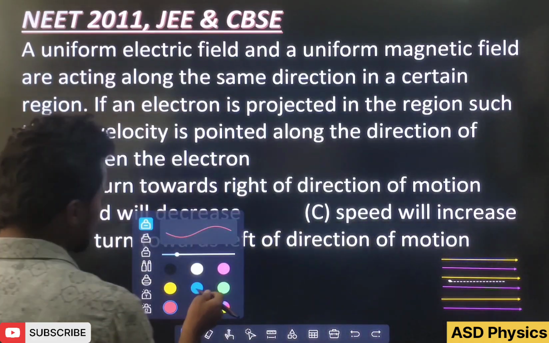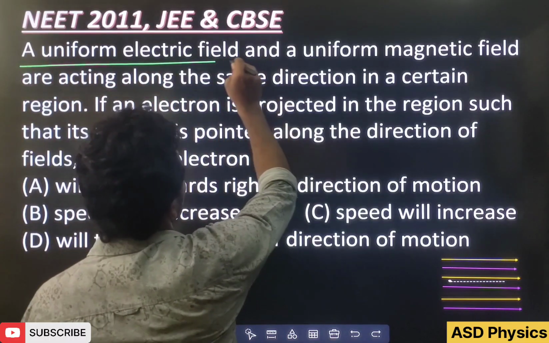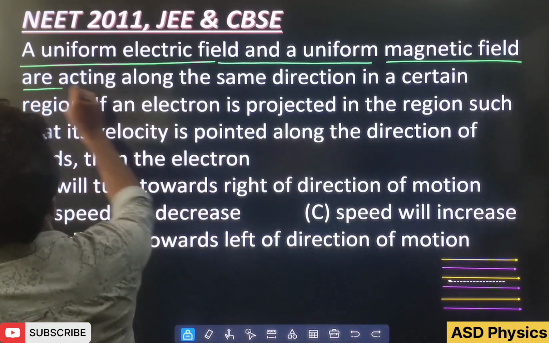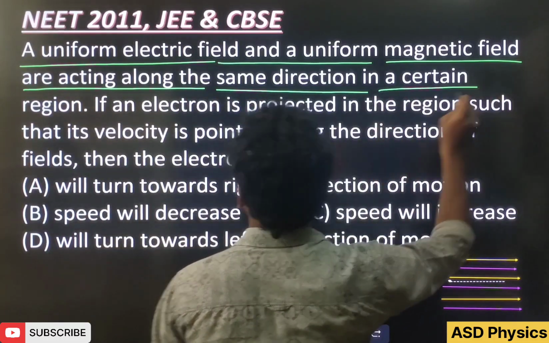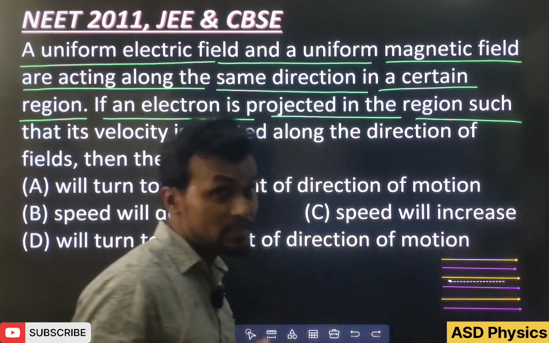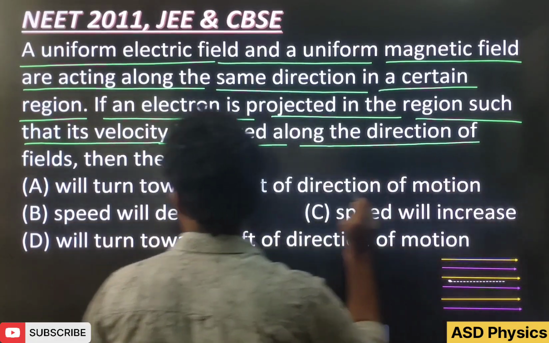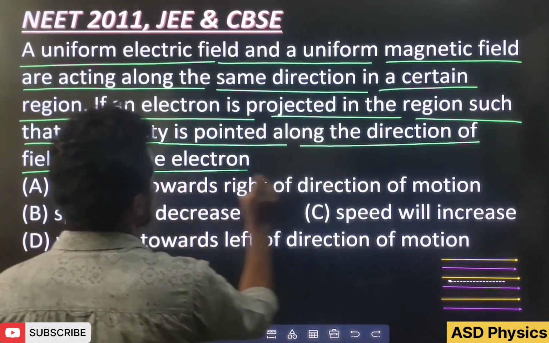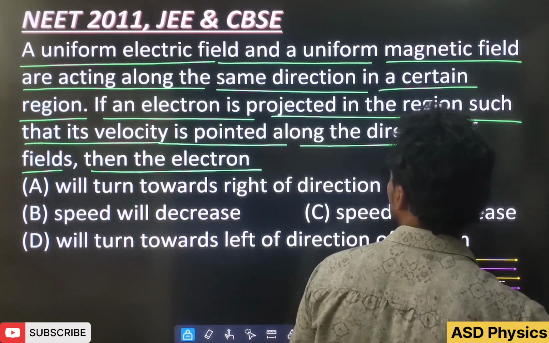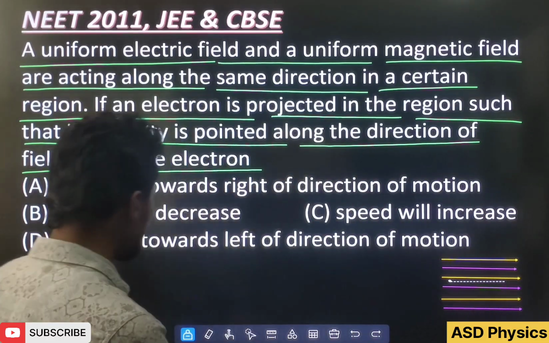The next question is the NEET 2011 question. Now let's see, a very basic question. See, a uniform electric field and a uniform magnetic field, okay, are acting along the same direction in a certain region. If an electron is projected in the region such that its velocity is pointed along the direction of the fields, then the electron, and what is there? Four options are here. So you know very well the electron is having which charge? Negative charge here.